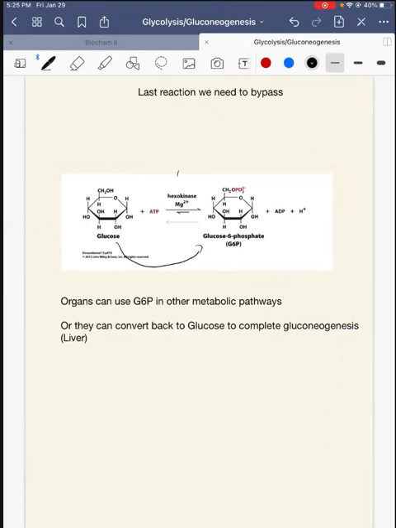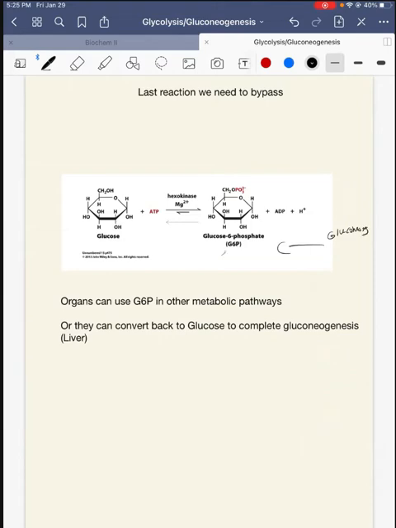This is done by the enzyme hexokinase, and we talked about this is the first enzyme in glycolysis. The liver uses glucokinase instead. So when we are going backwards, we got to this point. So this is all of gluconeogenesis. We're going upward. We generated G6P.